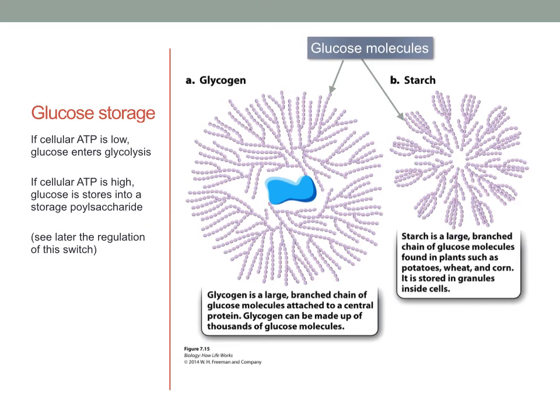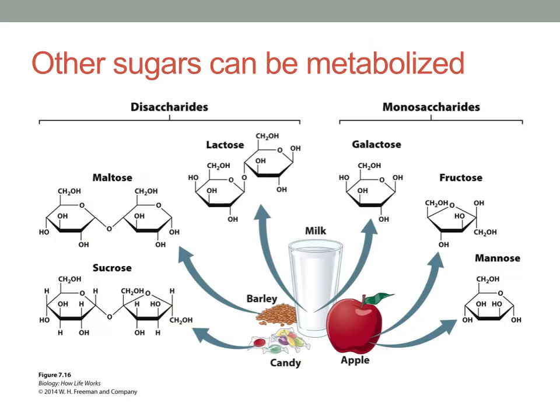In contrast, when the cellular ATP is low, then glucose will not be stored and will, in contrast, enter glycolysis. Other molecules than glucose can be used for energy. First of all, we can use disaccharides in which glucose is found, so it just needs to separate the glucose molecule from the other molecule, and you will be able to enter in the glycolytic pathway.